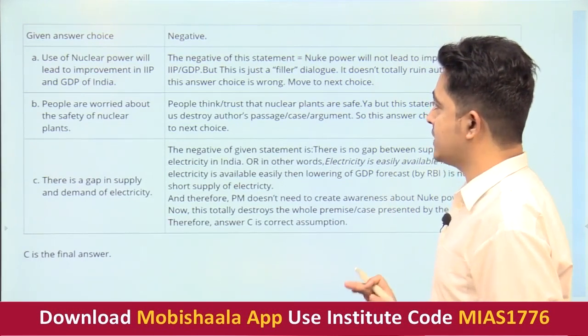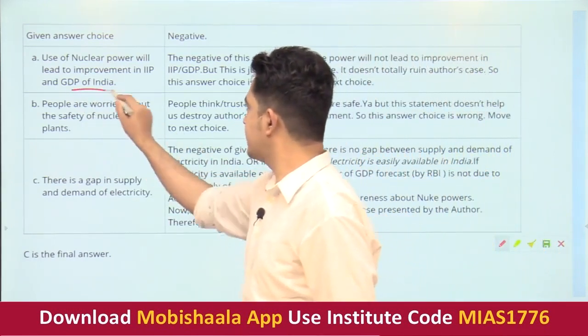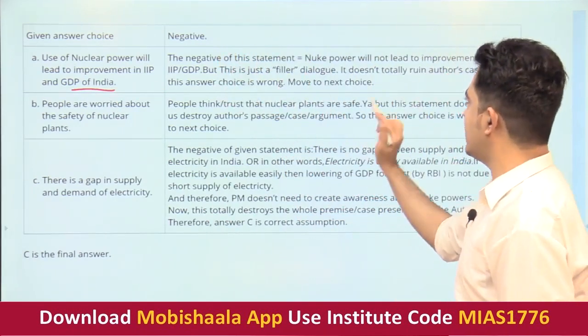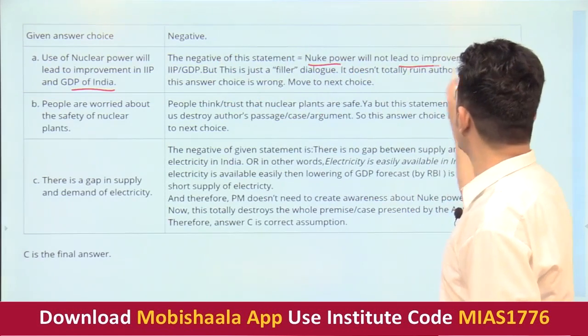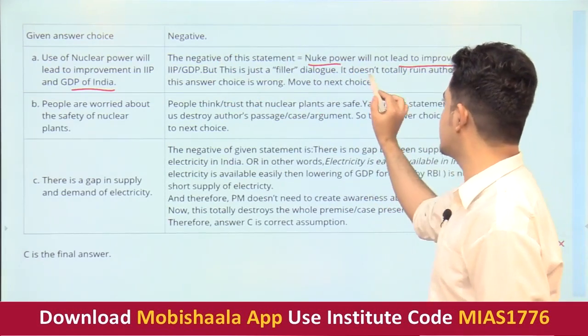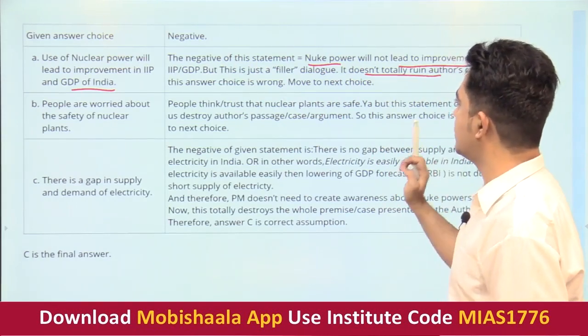Given the answer choice, use of nuclear power will lead to improvement in IIP and GDP of India. See, the negative point is here. The negative of this statement is that nuclear power will not lead to improvement in the IIP or GDP, but this is just a filler dialogue. It does not totally ruin the others' case. So this answer choice is wrong. Move to the next one.